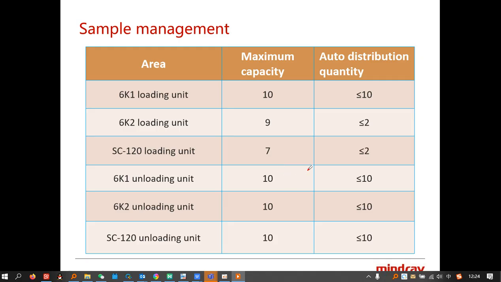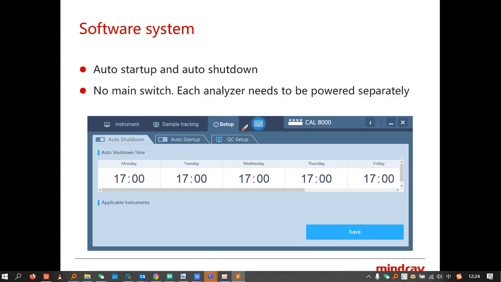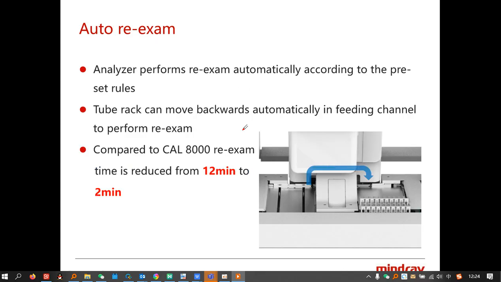And this table shows the capacity of different areas, but we don't need to remember it. The software, we have the lab experts. And the dual buffer check module supports exam in the fitting channel, similar to the autoloader of the BC6000.